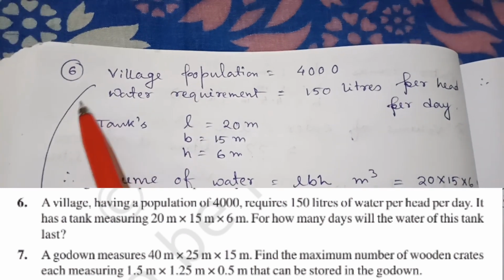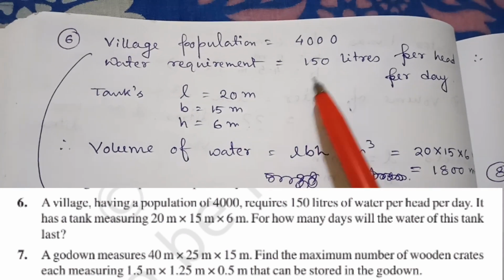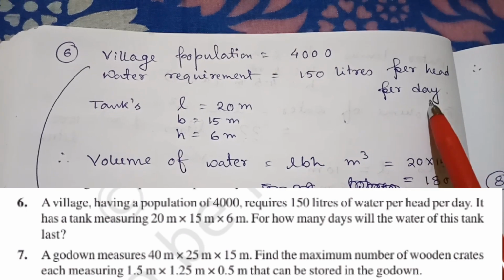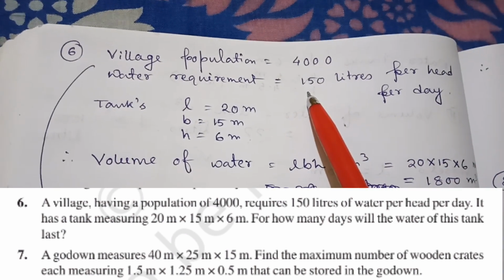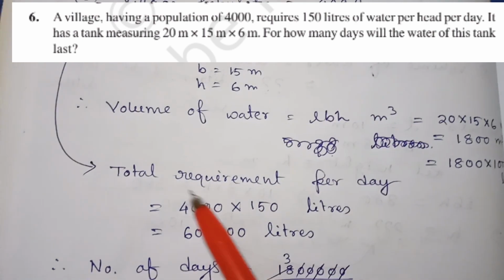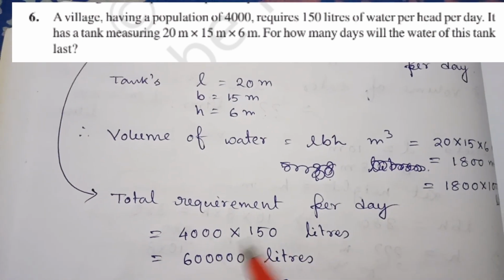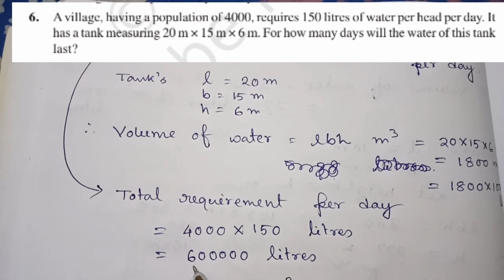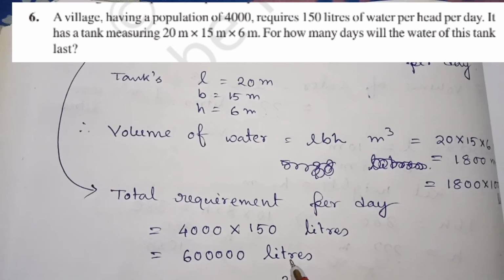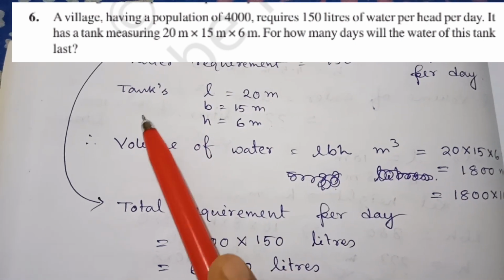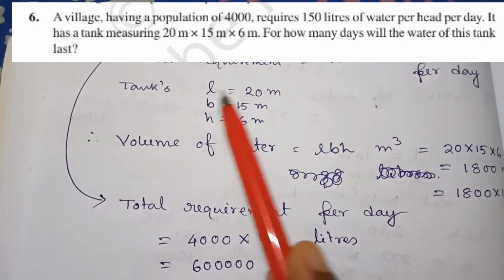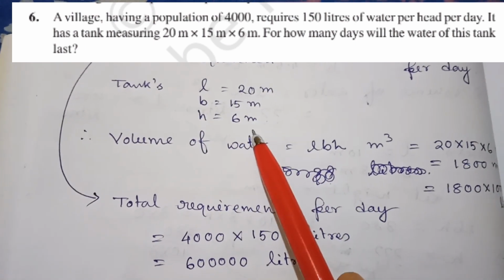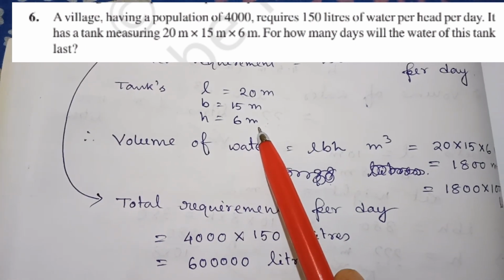Now from here I am doing this calculation. If it is 150 liters per head per day, that means in one day this into this will be the total requirement. So total requirement per day is equal to 4,000 into 150 liters. That means 6 lakh liters. Okay, 6 lakh liters. Now the water tank's dimensions are given like this: L, B and H as 20, 15 and 6 meter.